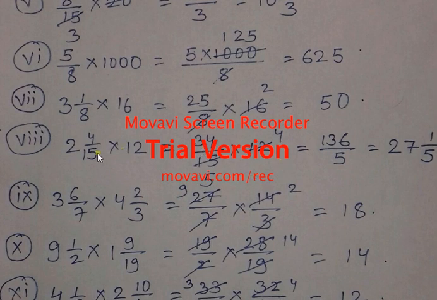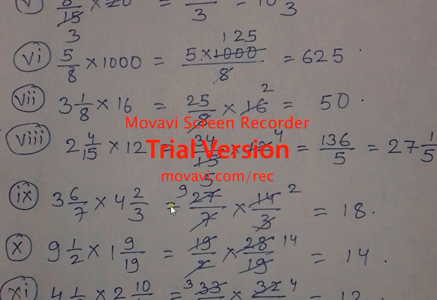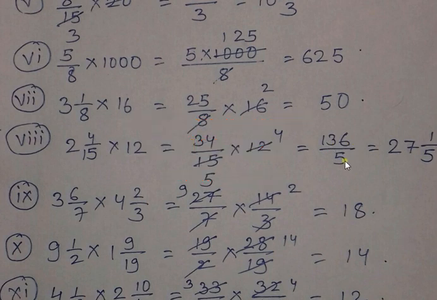So let's see question number 8 also. 2 4 by 15 into 12. So what happens? 15 twos are 30 and 4, 34. So 34 by 15 into 12. And both are reduced by 3. 5 threes are 15 and 4 threes are 12. So both are multiplied. 4 fours are 16, carry 1, 4 threes are 12 and 1, 13. So 136 by 5.